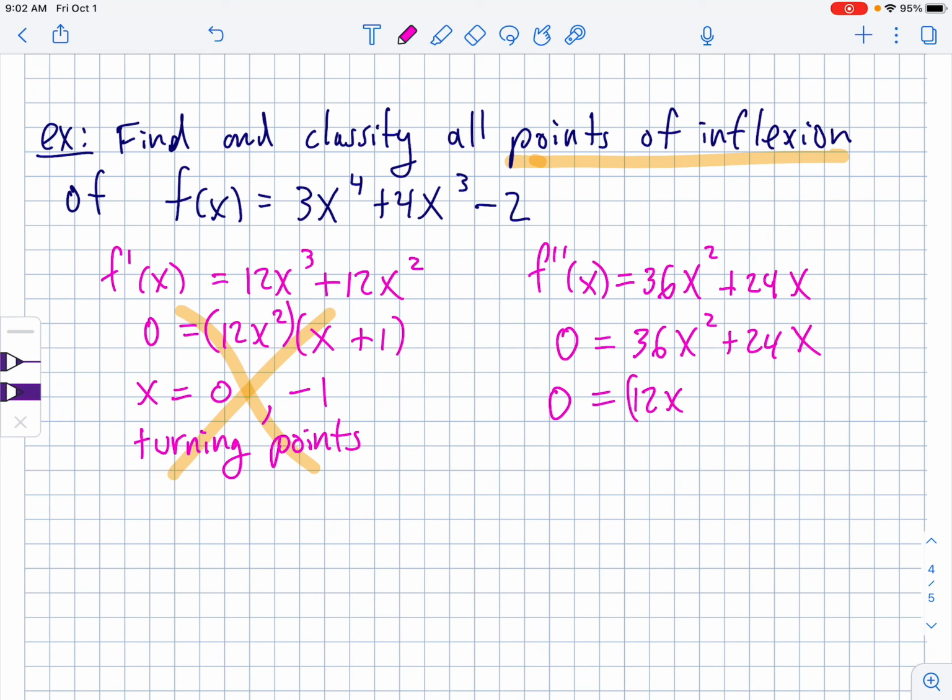Now we're going to factor that. 24 and 36 both have a 12 in common, so we'll pull out a 12x. And then that leaves us with 3x plus 2. So when you set those both equal to 0, x is equal to 0 and negative 2/3. Also, if they're asking for the coordinates, you could plug these back into the original function, but then you're going to get some gnarly fractions from that negative 2/3. So I'm going to leave it at that we know it changes concavity at these points.